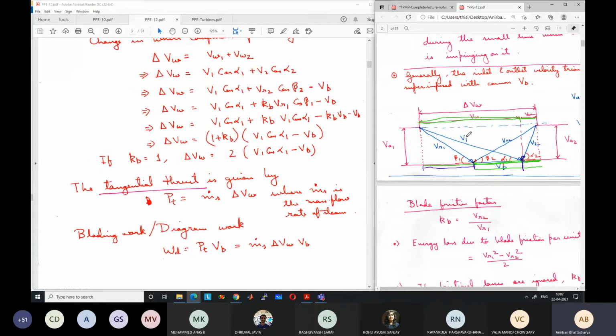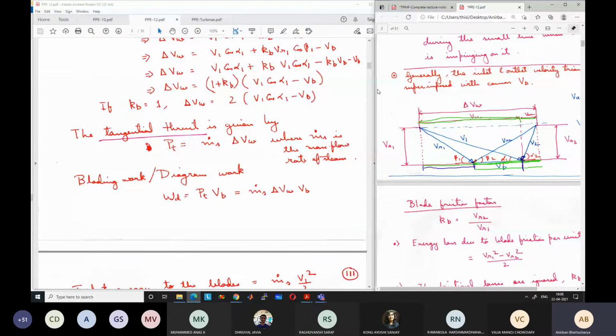Where you can replace the delta Vw by this expression, 1 plus Kb, V1 cos alpha 1 minus Vb. So this blading work, per unit mass flow rate, we can divide the entire thing by mass flow rate, so you will get delta Vw into Vb, which will be 2 V1 cos alpha 1 minus Vb into Vb if we ignore the frictional losses. So it will be in terms of V1, alpha 1 and Vb.